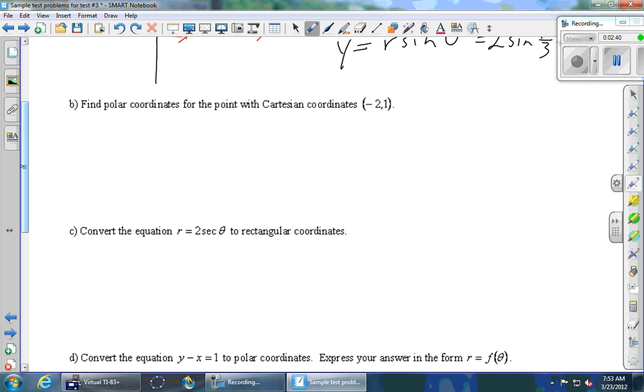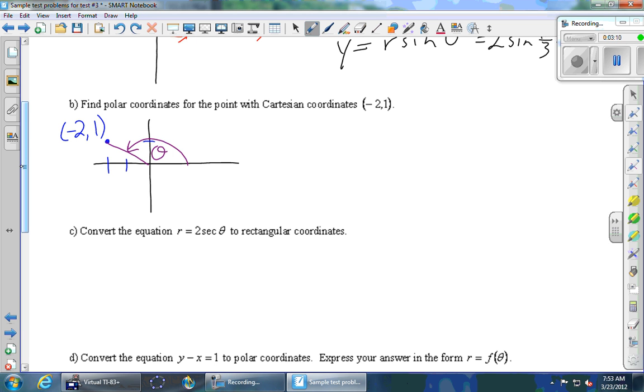Part B, find polar coordinates with Cartesian coordinates, -2 and 1. This one I really do think you need to plot the point. So we're going to -2 and then up 1. So we're looking to land over here. And so the reason that I like plotting the point here is that I want to make sure that the angle that I'm given makes sense. That whatever theta I come up with is something in the second quadrant.